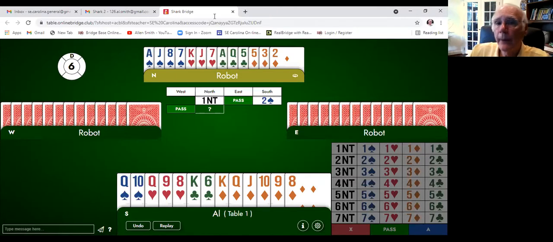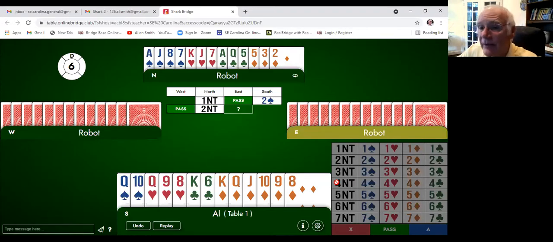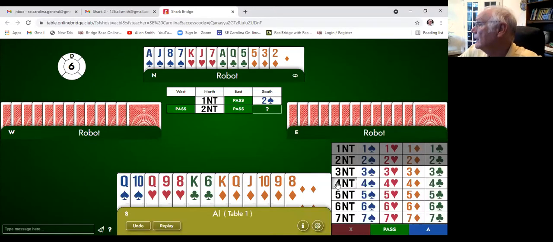Okay, and our partner's got 5, 8, 9, 13, 15 points. He's a minimum. We don't have slam. If he had a maximum, we might want to investigate slam with this game. But since he's got a minimum, we know 15 plus our 13 is only 28. So he's going to bid 2 no trump to show that that's a minimum. And that's going to be passed.